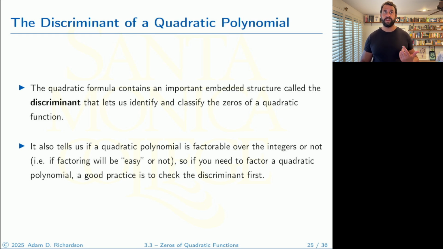So this is a way of checking if you even want to bother with factoring to begin with, because if you have to factor over the real numbers, it can get messy, and you can get lost in your thoughts really easily. So the discriminant also tells us if you could factor this over the integers or not. So it's good to check this discriminant. So what is this thing?